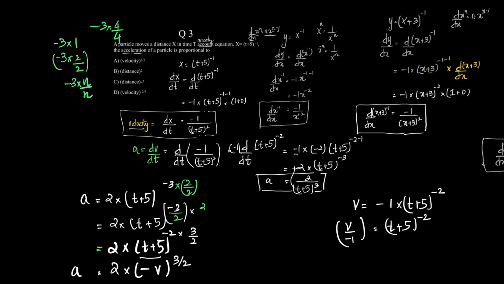All right. Now, see, in this equation, 2 is a constant. So all that varies is acceleration is proportional to velocity to the power 3 by 2. Which means, are we done with the option? Yes, the correct option is velocity to the power 3 by 2.